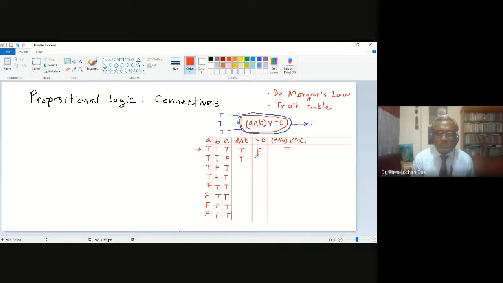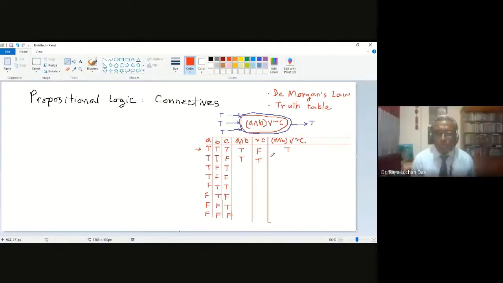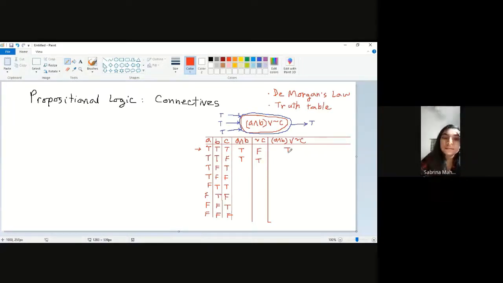True. And what is not C? False. Not true. True. Not C. True. Not true. Not C. Yes, sir.